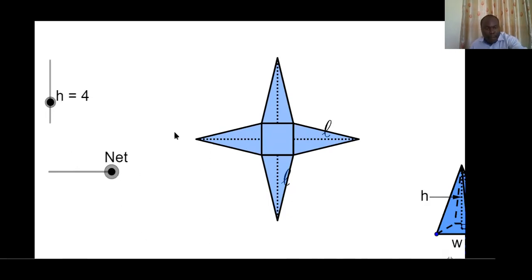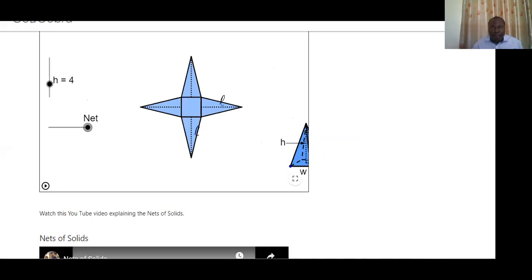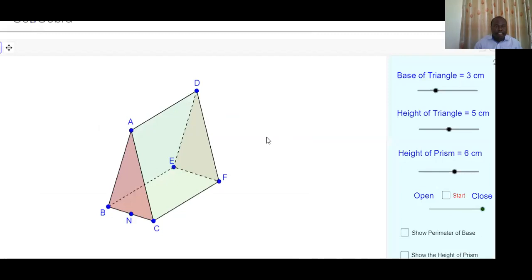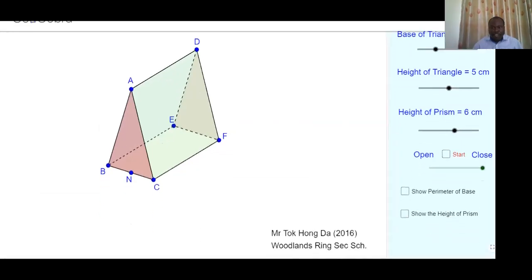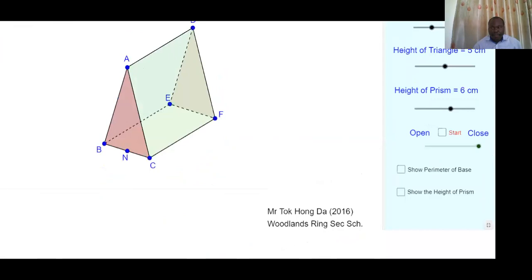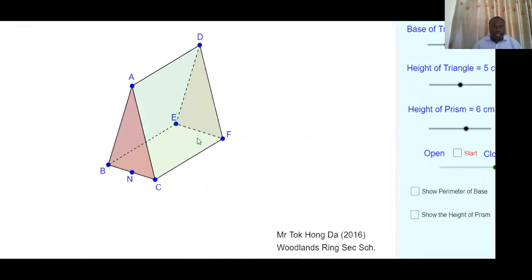Let us see if I've got another. Yes, this is an example of a three-dimensional shape, and this is a triangular prism. A triangular prism also has its net. So let us try to open it and see what we're going to get. So this is a triangular prism.